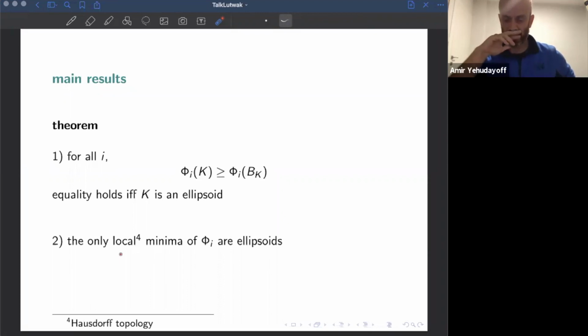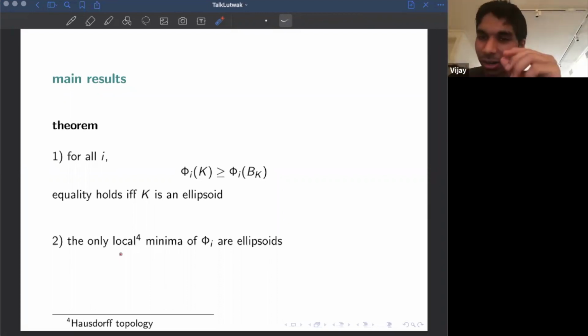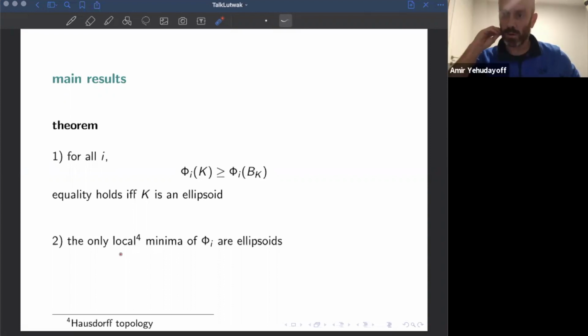So one question regarding earlier. Are the quermassintegrals invariant to volume preserving linear transformations? The usual ones are not, like surface area. Okay.